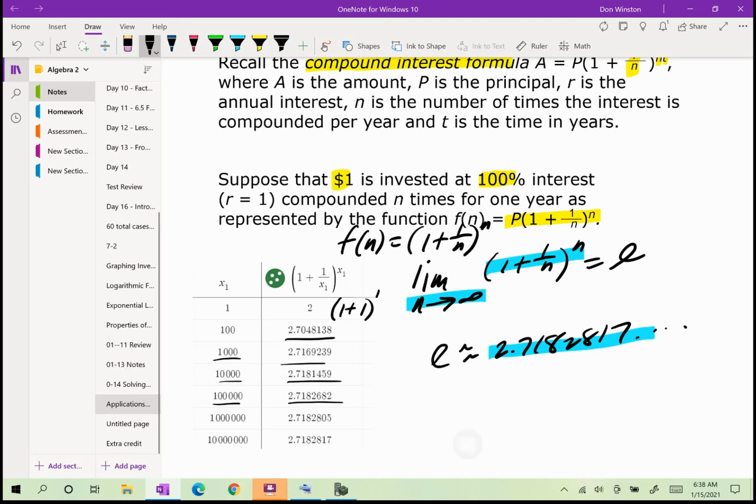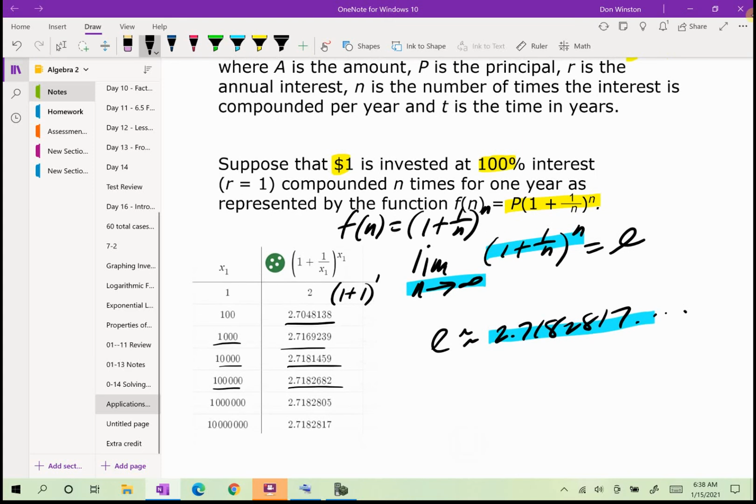As you can see, as the number of compounding periods increases, this value is getting closer and closer to some limiting value. At 10 million, for example, the value is about 2.7182817. So it seems to be reaching a limit. In the limit we call that e. So e is approximately 2.7182817. And we formally define e as the limit as n goes to infinity of 1 plus 1 over n raised to the n. Mathematically, that's how e is defined.